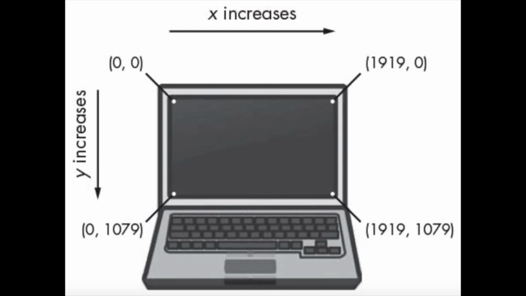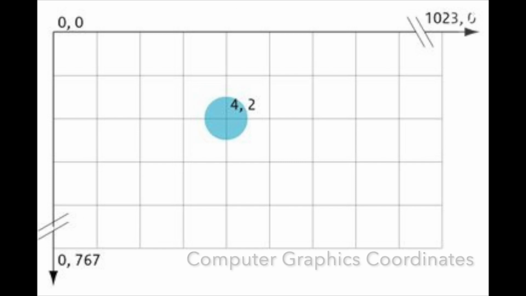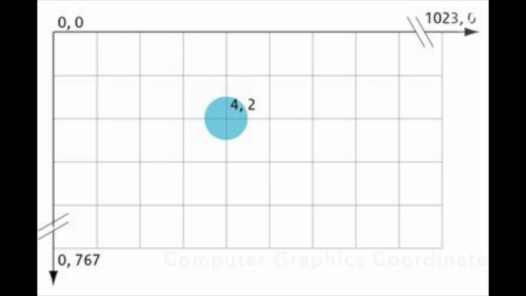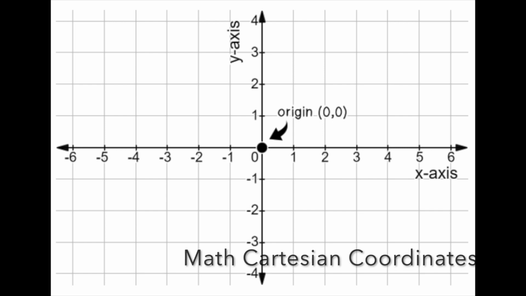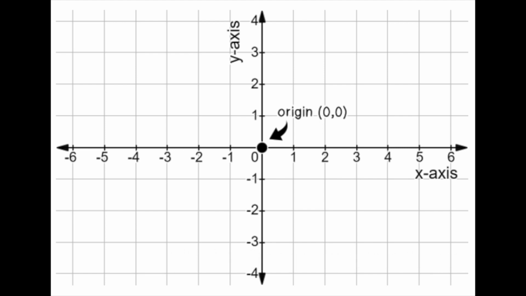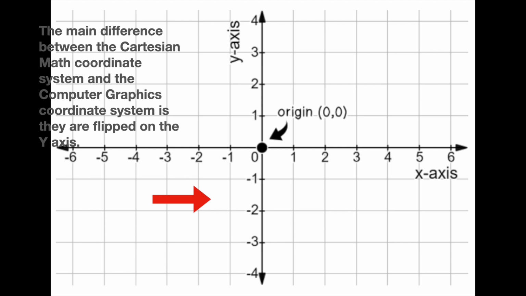Well, it's like math, but it's flipped along the y-axis. As you go down on the y-axis on the computer graphics coordinate system, the y value gets bigger. It increases. Okay, in the Cartesian system, it's different. If you go down the y-axis, it gets smaller. Okay, so that's the main difference.